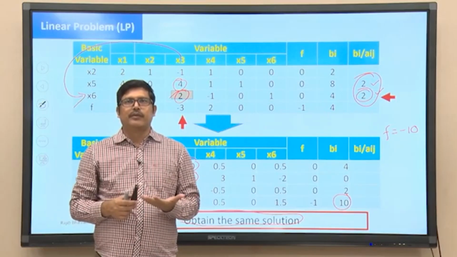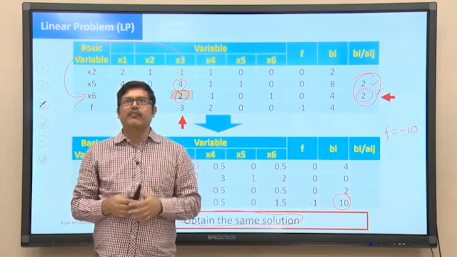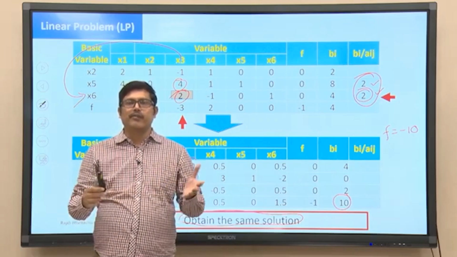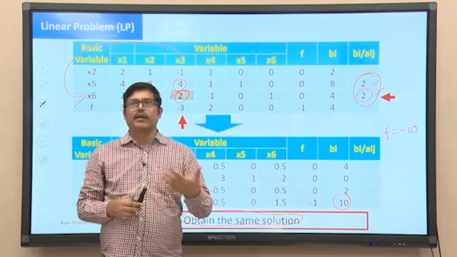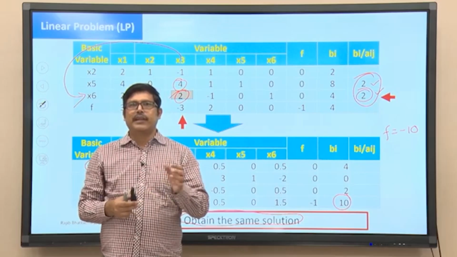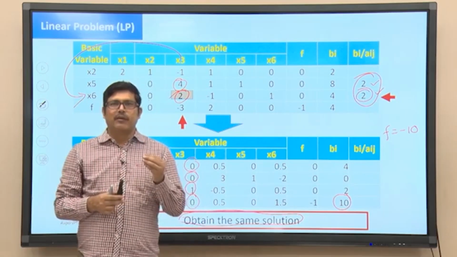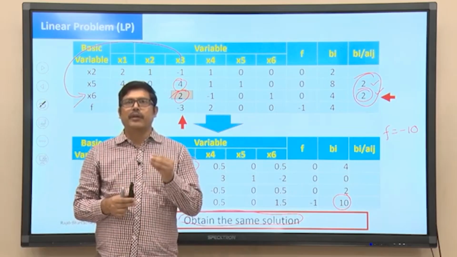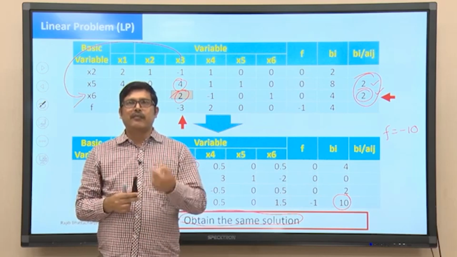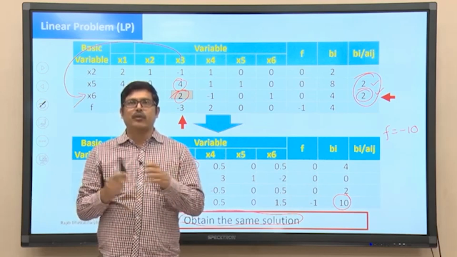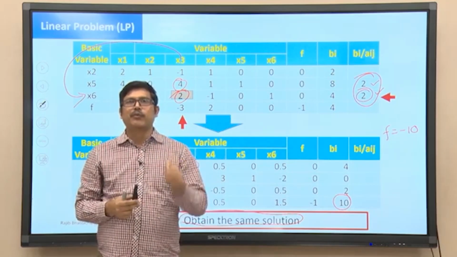So what is the rule now? The rule is that you check whether there is any negative coefficient in the objective function. If there is any negative coefficient, then you will get an improved solution and we will select the variable having the maximum negative coefficient. This is the first rule. That variable will be the incoming variable, so that variable will come in as a basic variable. Now the question is which one is the pivoting element.